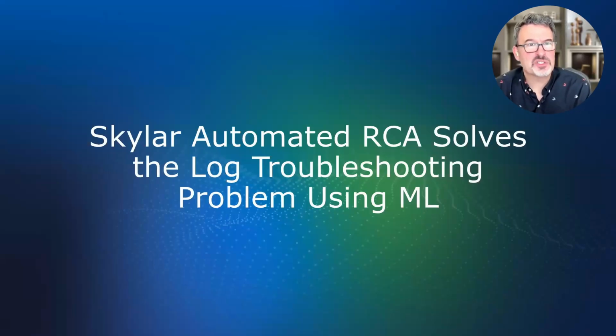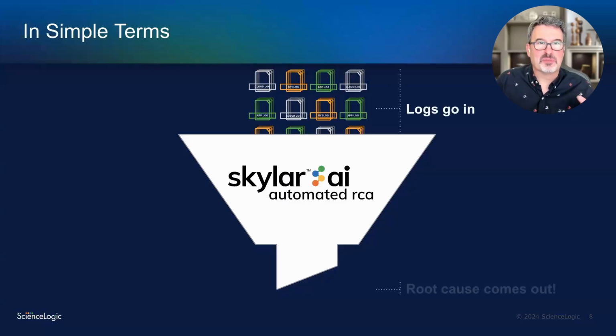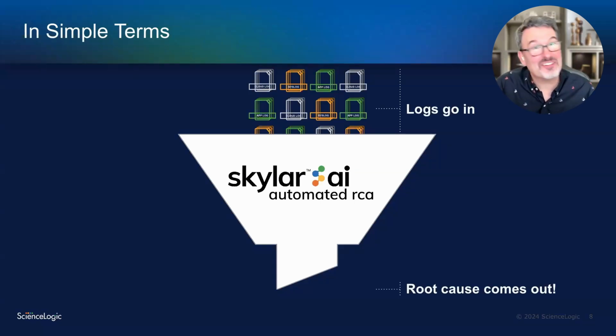So in this case, we're going to show you something a little bit different. We're talking about a technology that's a part of the Skylar Automated RCA solution from ScienceLogic. We're going to demonstrate how it's actually using machine learning and artificial intelligence to automate that process of troubleshooting issues from log files. Now, I don't want to oversimplify this, right? That basically logs go in and root cause comes out, but it effectively looks an awful lot like that when you work with it. And I know that's an enormous claim.